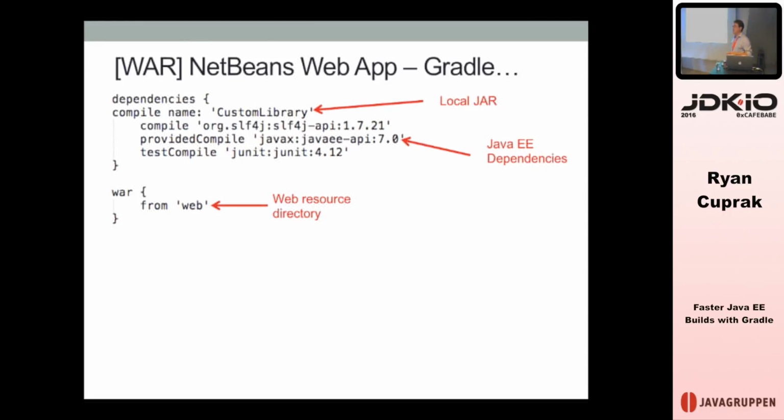And then for provided compile, this is actually new in Gradle 3. They've got this provided compile now. That is how you pull in the Java EE container dependencies, so that it ends up on the compile class path, and is also used for testing, but doesn't get built into the war file. You don't want to deploy your Java EE implementation to your war file, because all kinds of very interesting things can happen at runtime.